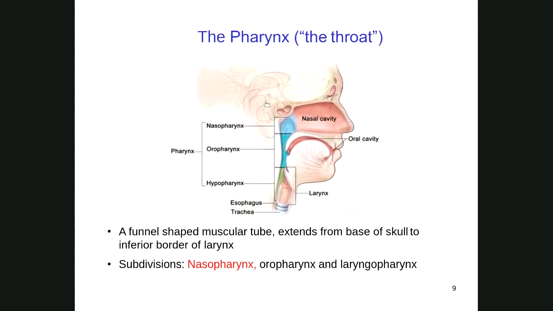So the pharynx, again, that we described before, is a funnel-shaped structure consisting of the nasopharynx, oropharynx, and hypopharynx. Here you can see the parts which are shared between the respiratory and oral systems are the oropharynx and hypopharynx, while the nasopharynx is purely for the respiratory system.